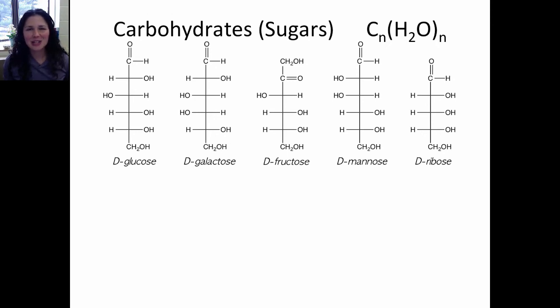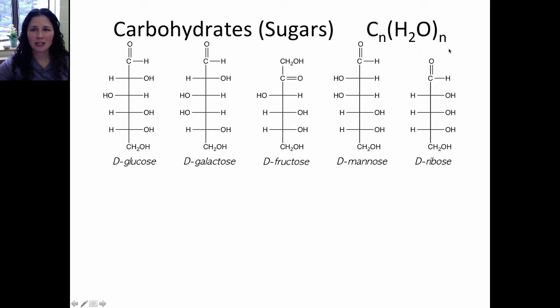Hi, this is a video to help you through the activity on monosaccharides. Monosaccharides are sugars, and the chemical name for the class is called carbohydrates. So carbohydrates and sugars are the same thing. In front of you are 5 different carbohydrate structures and their names.